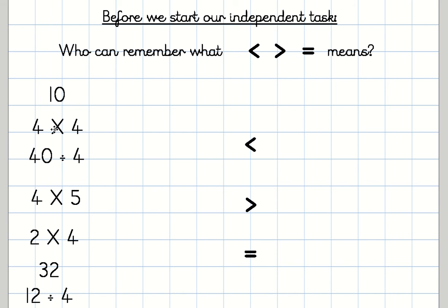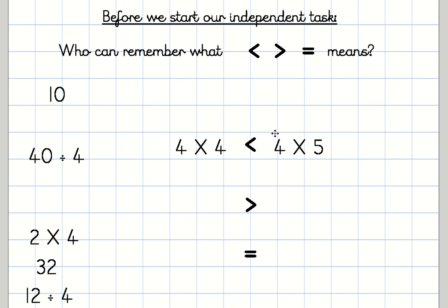Let's do a few. So, we know that 4 times 4 is 16. We know that 16 is less than 32. Okay, we could then swap those over for this, that 32 is greater than 4 times 4. I could move the 32, go back to the 4 times 4 here, which is 16, and say that's less than 4 times 5, which is 20. I could put 2 times 4, which is 8, is less than 20. I could say that 10 is less than 4 times 5. Let's put that one back.